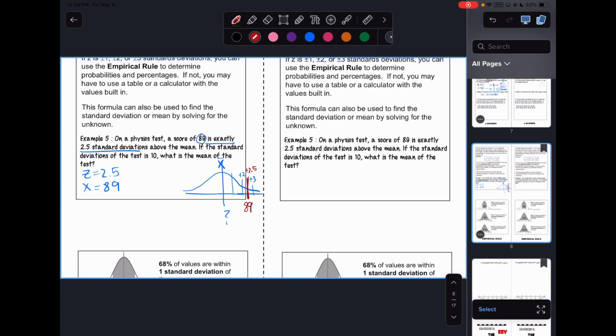Using that, we know that the standard deviation is 10. If the standard deviation is 10, each of these segments is going to be 10 points. 10 points more, 10 points more, and then you would get your score. So we don't know what the mean is. So we could work our way backwards, which would be how much less than 89? 25, right? Watch this. Let's use the formula.